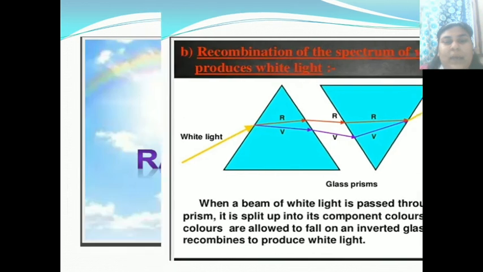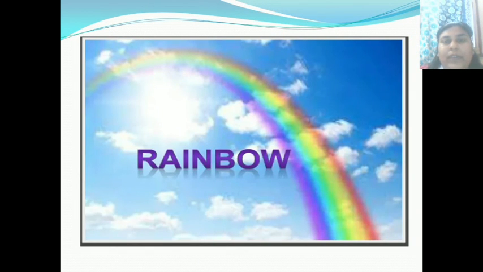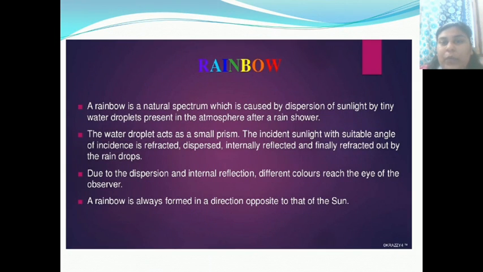Now the next example based on the dispersion of light is the rainbow. A rainbow is a naturally occurring phenomenon, and we are able to see it. So what is the rainbow? Basically, if you do an experiment, putting some oil drops on a water surface, you are able to see the rainbow colors on that also. So what is a rainbow?